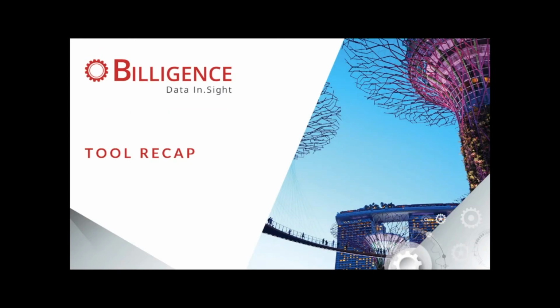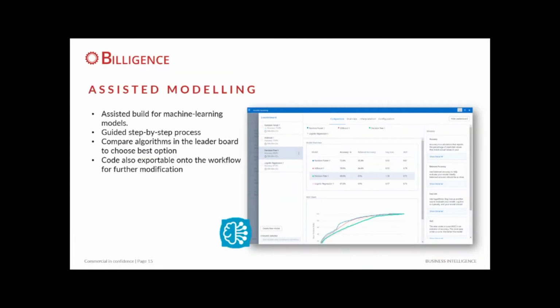So as a tool recap, allow me again to go through the tools we met today, which helped us build the predictive models conveniently on Alteryx Designer. So we had seen the assisted modeling tool earlier today, which provides an assisted build for the machine learning models. This tool provides you a guided step-by-step or automated process to build your model and also allows you to compare the algorithms before choosing the best option for your analysis. Also, as a tip, the code for the model is also available for export onto the workflow. So this tool caters to users who are unfamiliar with predictive analytics and probably have no idea where to start.